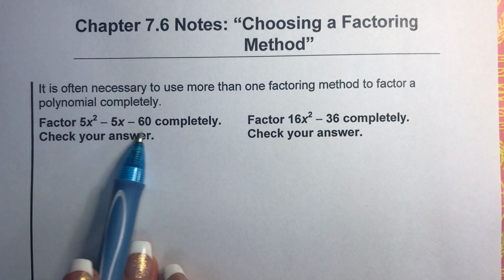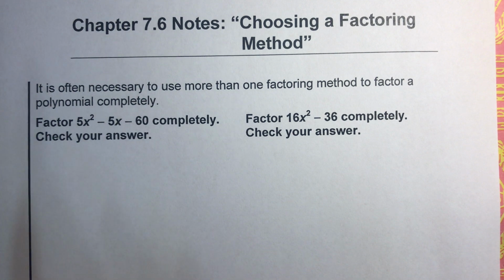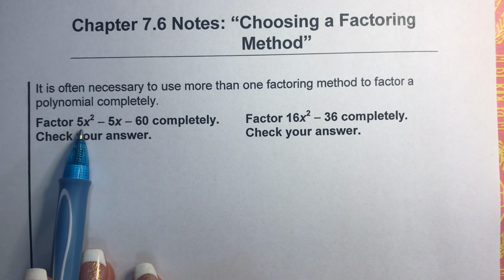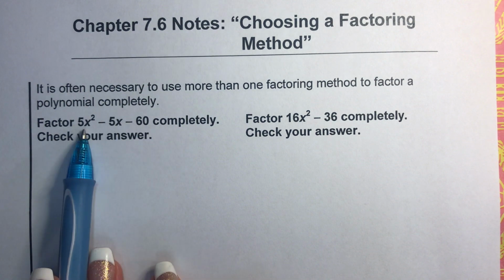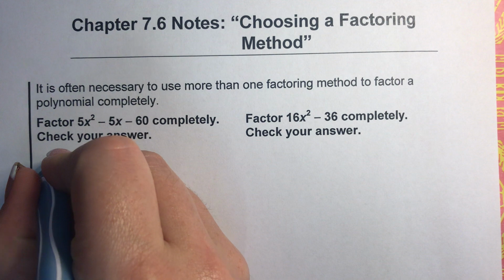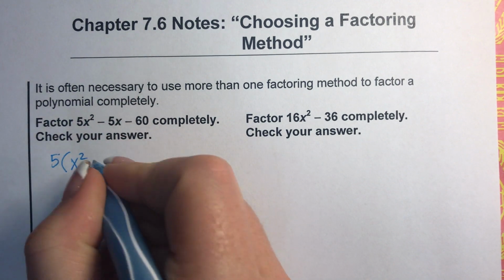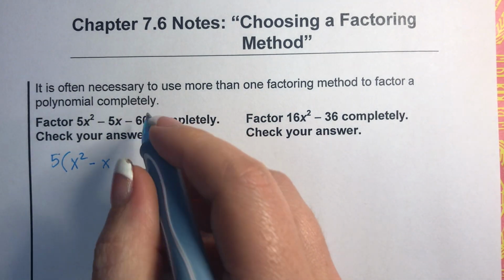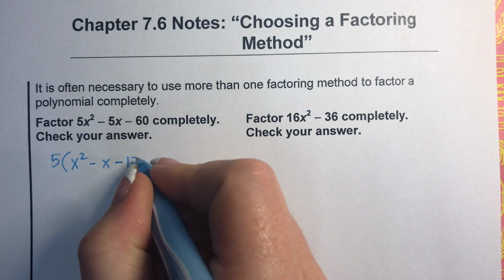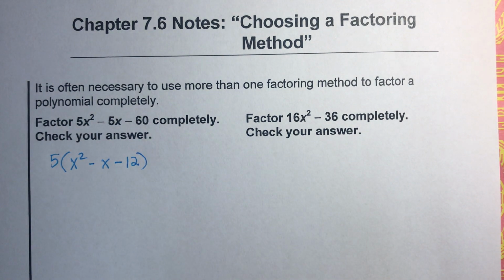Okay, so what do we see? We're always looking to factor out that GCF, right? Do you see a GCF? Yes, they all have a greatest common factor of 5, so we're going to factor that out. So 5, this is x squared, this would be minus x, and 5 times, is it 12? I think so. Yes, it is 12.